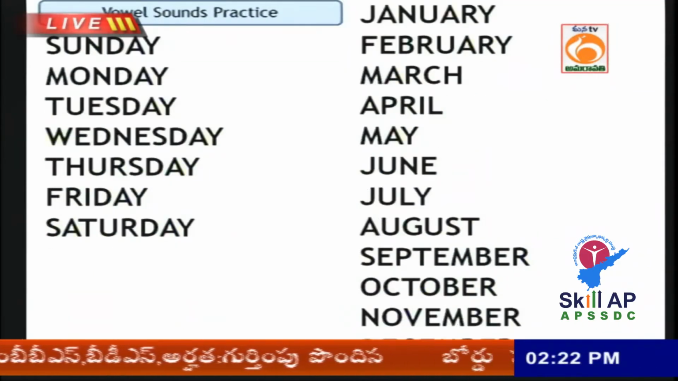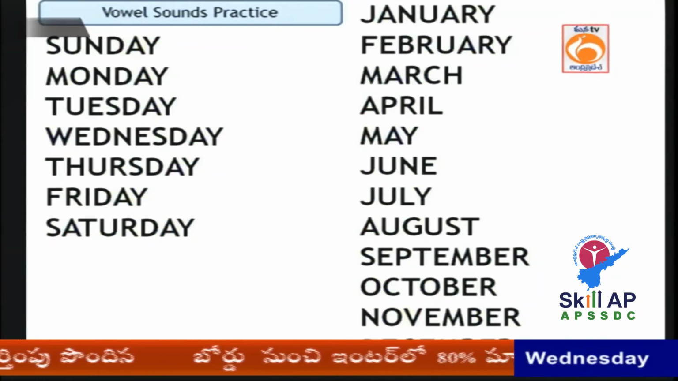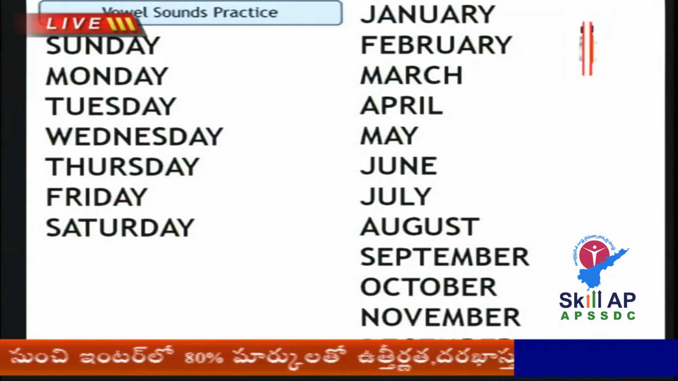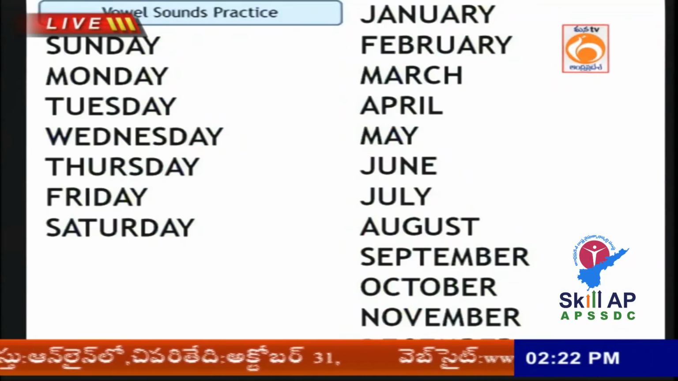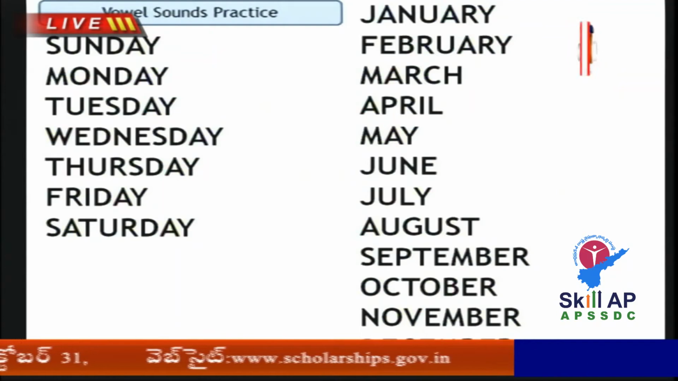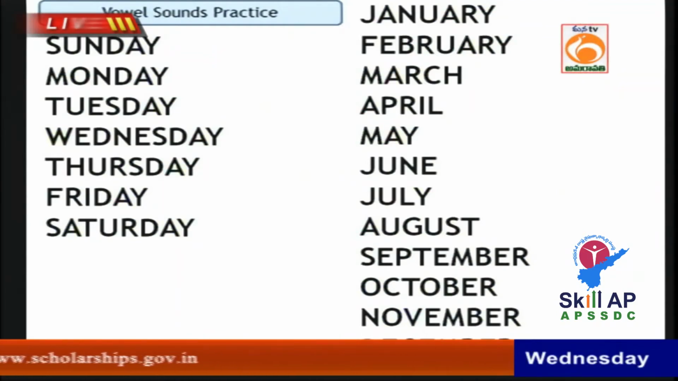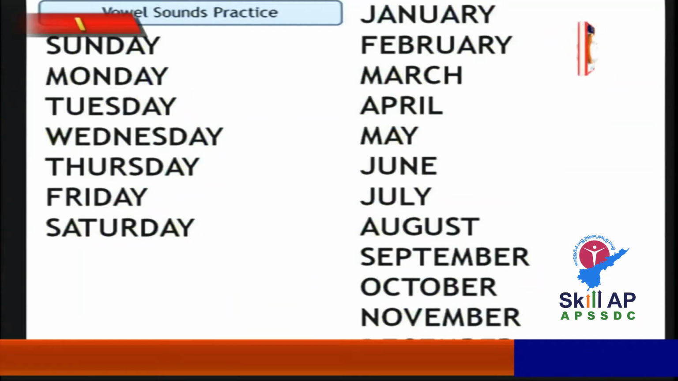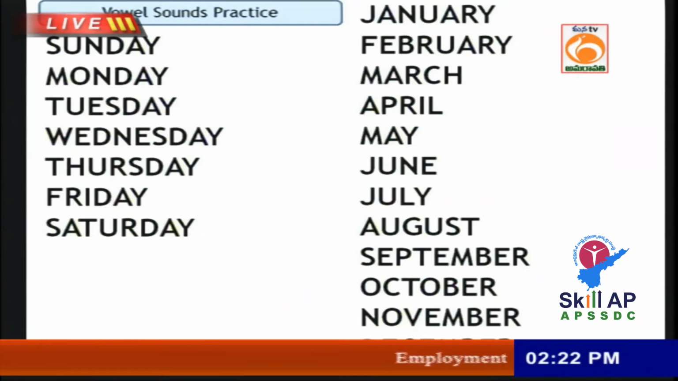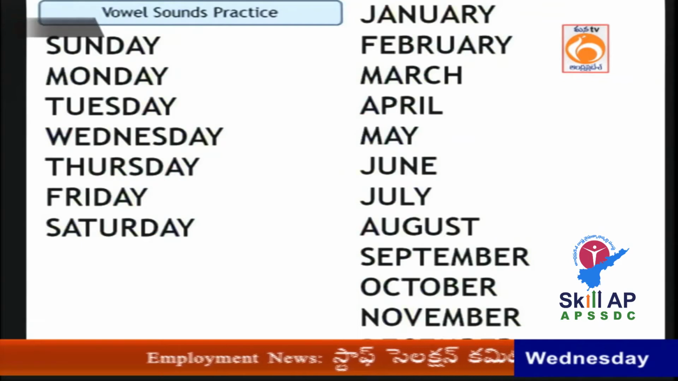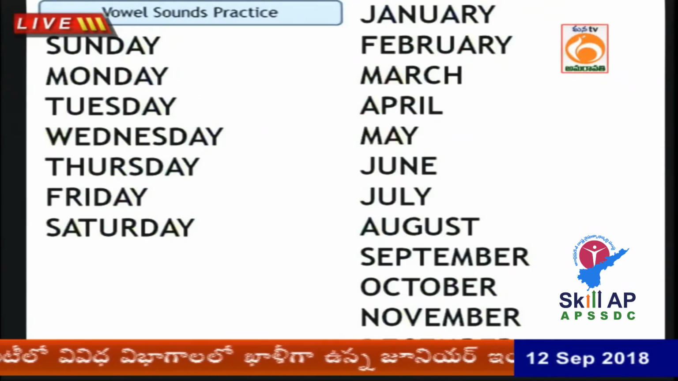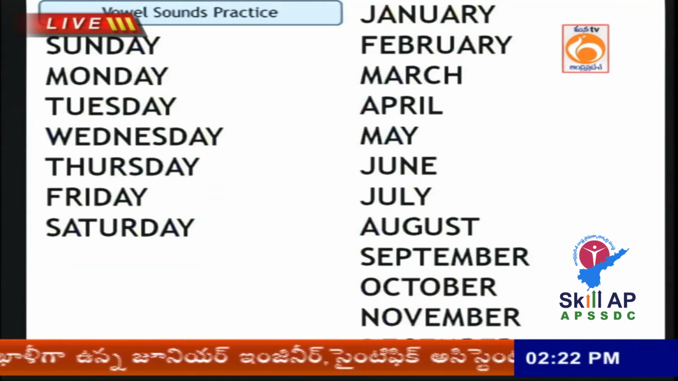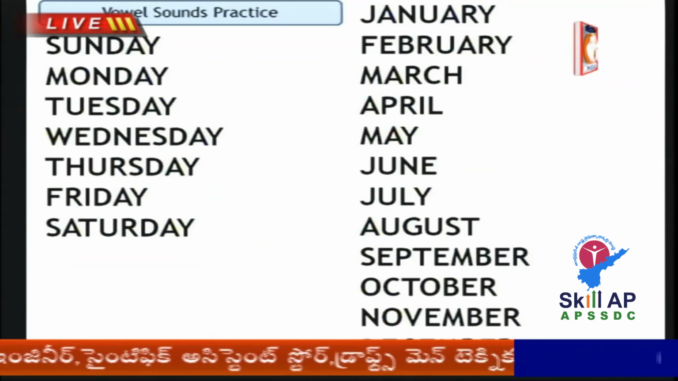Now these are very, very common words. We make a lot of mistakes in pronunciation for days and months. Sunday, Monday, Tuesday, Wednesday. Please don't say it the way it is spelled. Thursday, Friday, Saturday. The months: January, February, March, April, May, June, July, August, September, October, November, December.